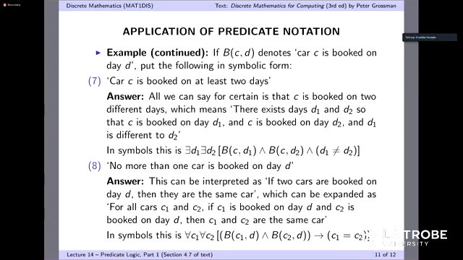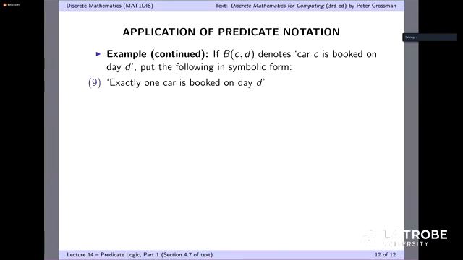Now I'm going to change this statement slightly. Now I'm going to say that exactly one car C is booked on day D, and then we're going to write it down. So exactly one car is booked on day D. What does that mean? Think about it.